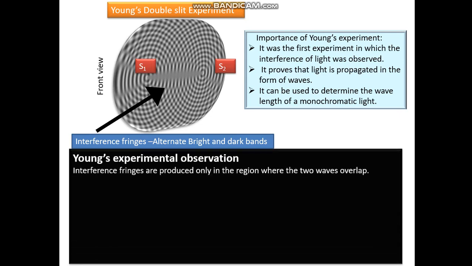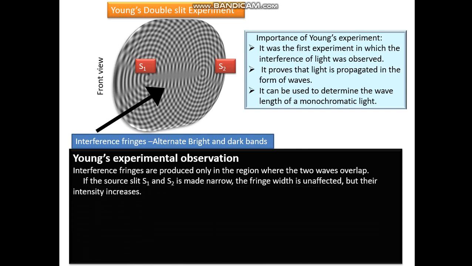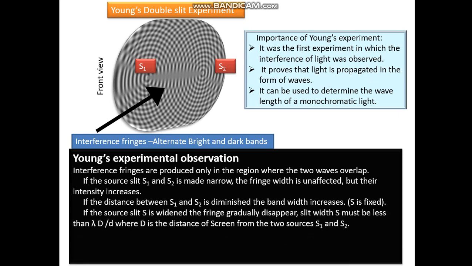Young's experimental observations. Interference fringes are produced in the region where the two waves overlap. If the source slits S1 and S2 are made narrow, the fringe width is unaffected but the intensity increases. If the distance between S1 and S2 is diminished, the band width increases, S is fixed. If the source slit S is widened, the fringes gradually disappear. Slit width S must be less than lambda D by d, where capital D is the distance of the screen from the two sources S1 and S2.